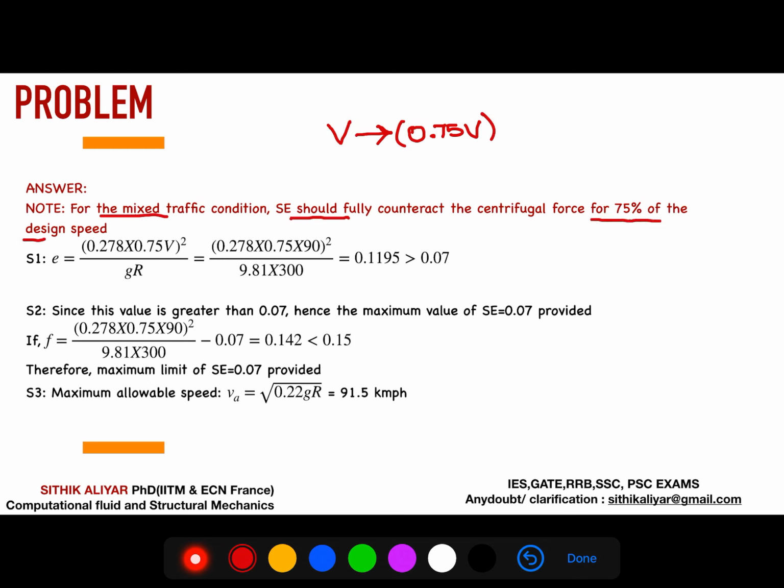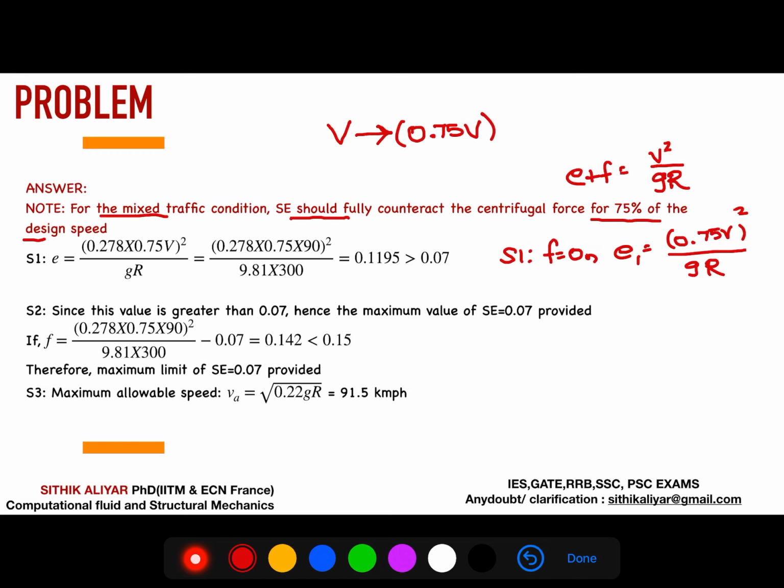So step 1, if you remember from our design principle, usually we will take friction as 0 in our usual equation e plus f equal to V square by gR. We will take that friction equal to 0 and determine the super elevation required without friction. Also we have to assume that we take only 75% of the design speed, rather than the full design speed.